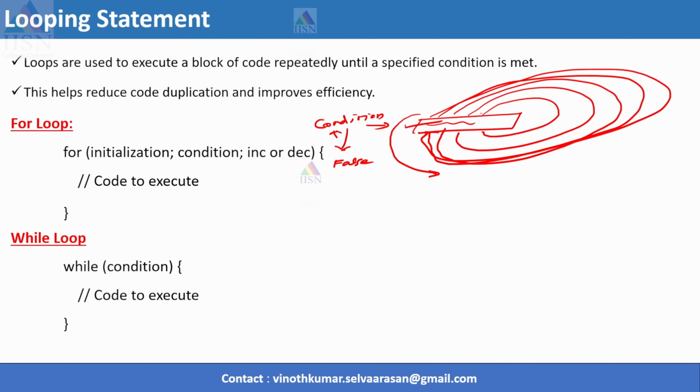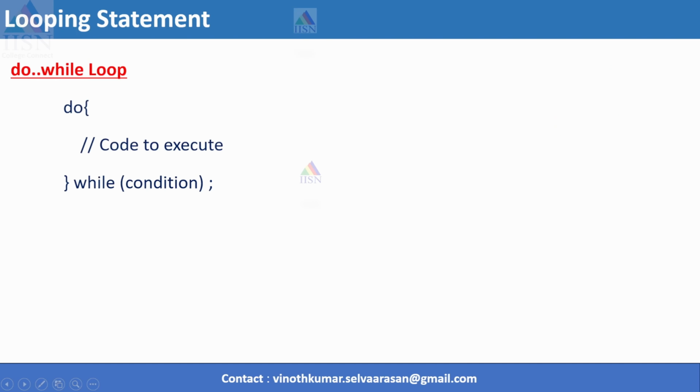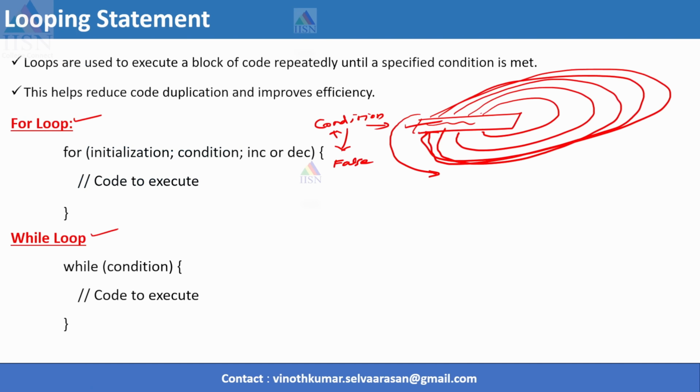Here we have three different types of looping statements. One is the for loop, another one is the while loop, and the other one is do while. Let's see how the for loop works. The for loop works based upon these three conditions.